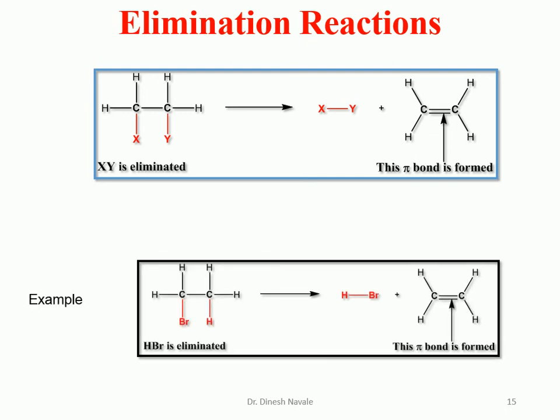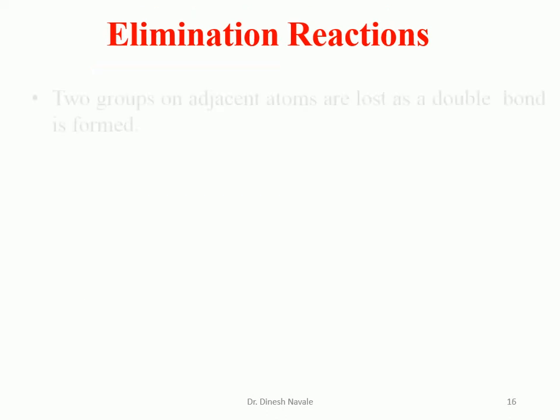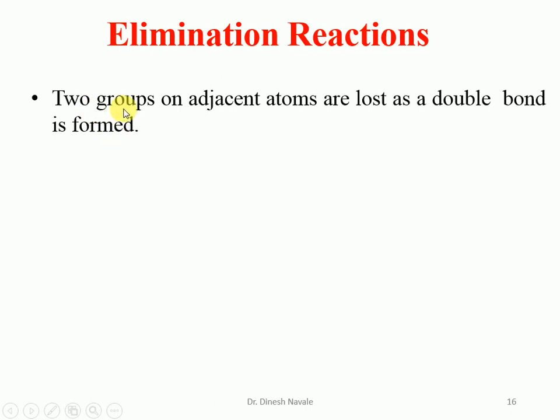One of the examples is dehydrohalogenation. That means removal of a hydrogen halide like HBr in presence of a base catalyst is called dehydrohalogenation. In simple language, it is called the elimination reaction. Some examples of the elimination reactions are E1 elimination, E2 elimination, as well as the E1CB elimination. So in elimination reaction, two atoms on adjacent atoms are lost as a double bond is going to be formed.